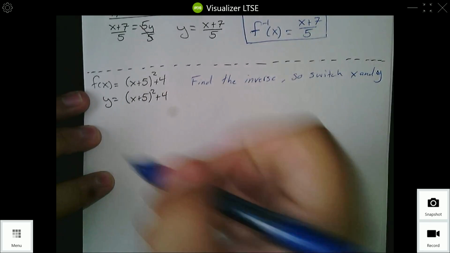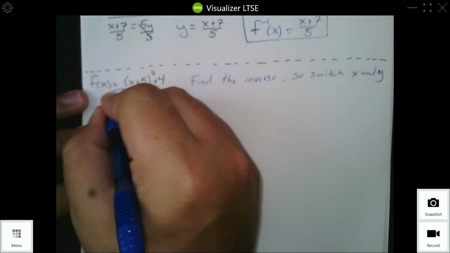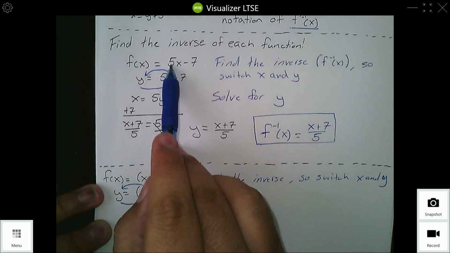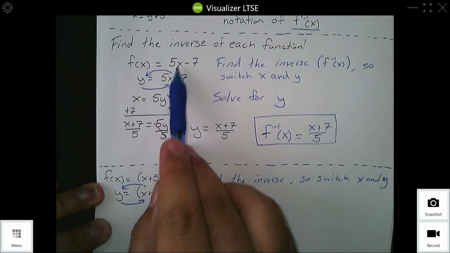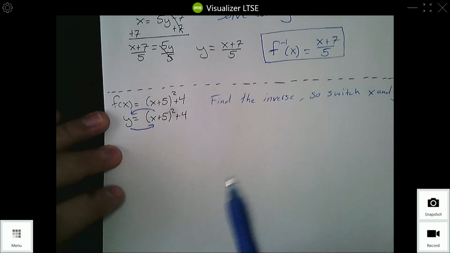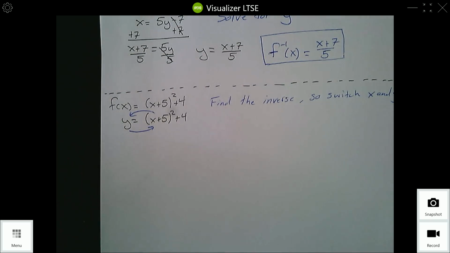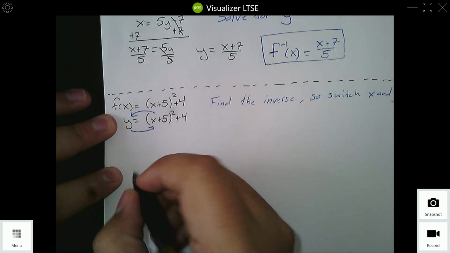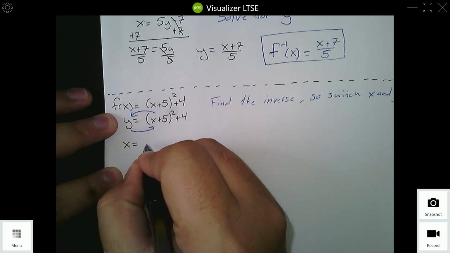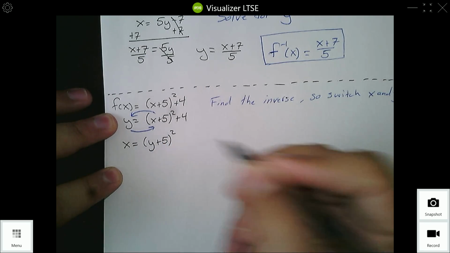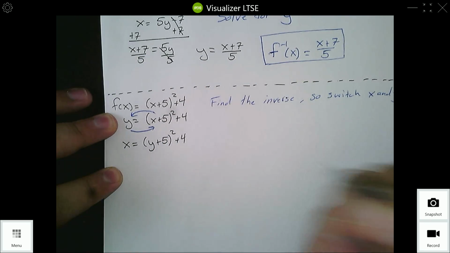Now, I know some of you are going to try to take everything, just like you might have taken it up here when we had this equation that said 5x and moved that over here. You're just switching x and y. The only two variables that are switched are those two locations. That's it. You don't take anything in front, beside, addition, subtraction, nothing. You just take the x and y and you switch them. So that means when I flip them around, I should have an equation that states now x is equal to (y plus 5) squared plus 4.